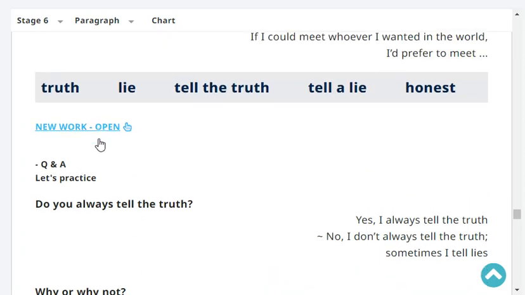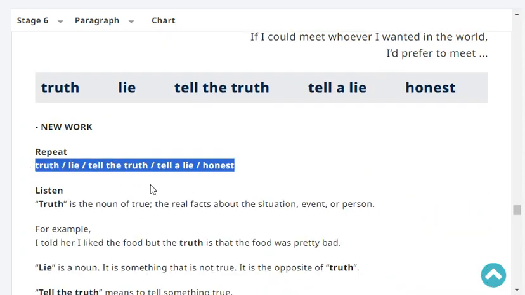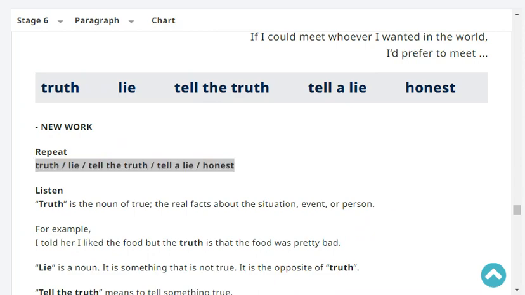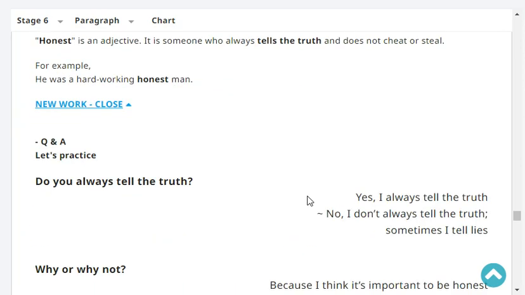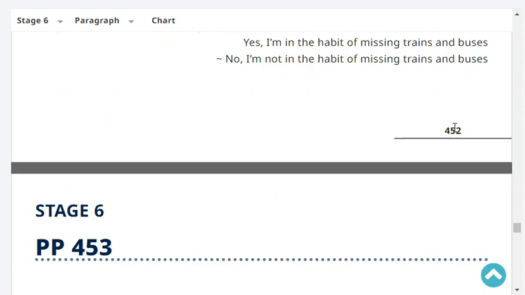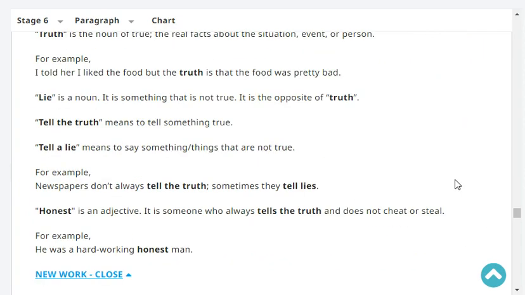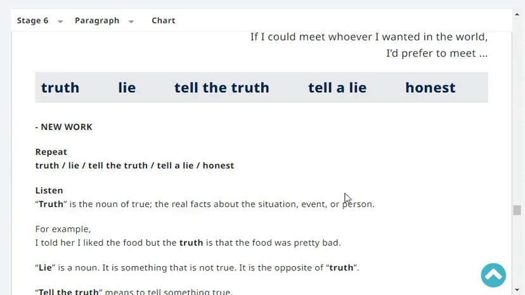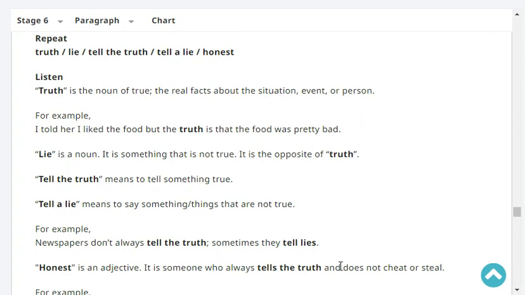Truth. Lie. Tell the truth. Tell a lie. Honest. Very good. Okay, listen. The word truth is a noun. The real facts about a situation, event, or person. For example, I told her I liked the food, but the truth is the food was pretty bad.